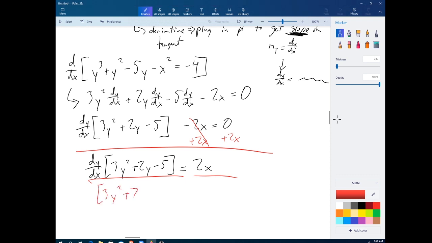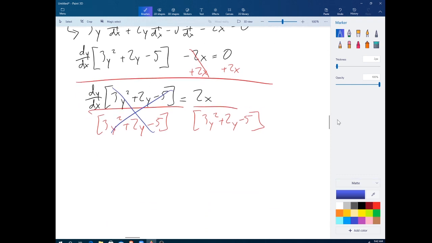Alright, we're going to divide by the stuff that is not dy dx. And if I do it on one side, I do it on the other. And I see some things cancel. And I now am left with an equation that gives me my slope. Something that I can plug the numbers into, and bam, there I go.